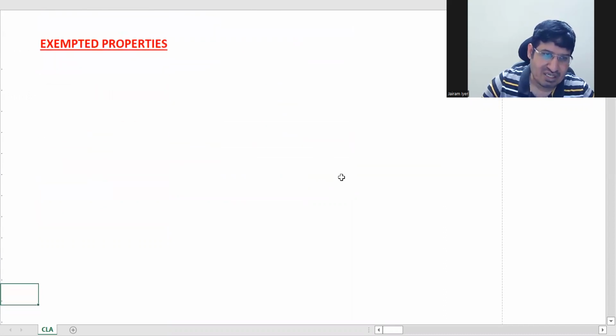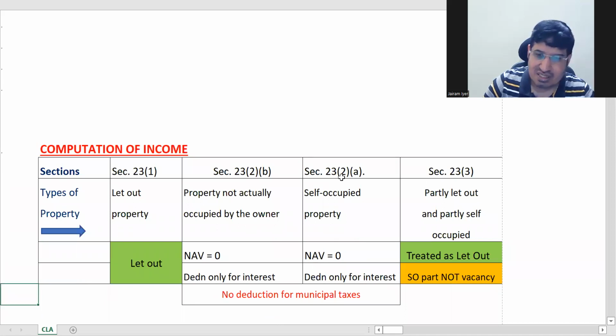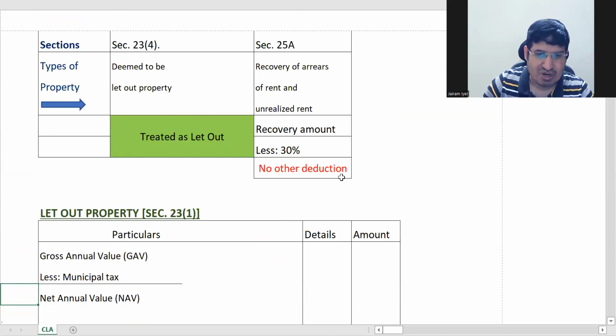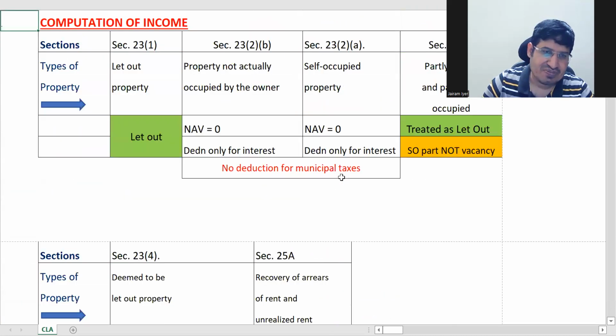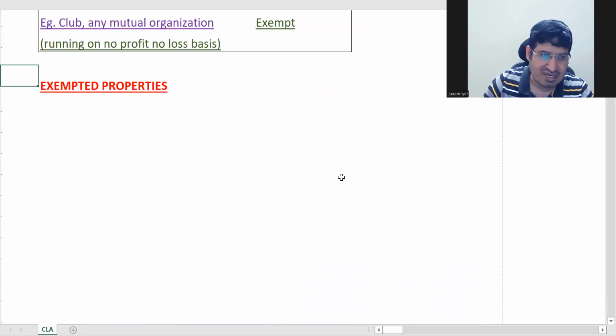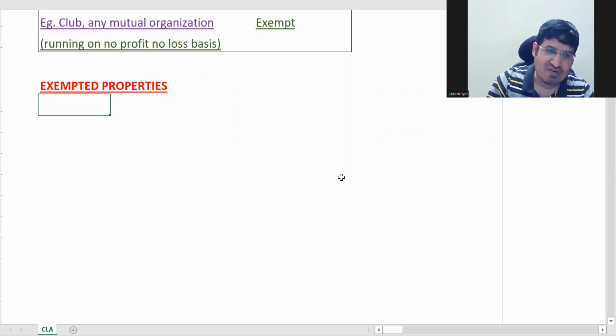Now next, there are certain properties which are exempted. This is very simple, a list I'll show you. After that we'll move to computation of income under house property. So these are the exempted properties. Rent of any of these properties is exempted.